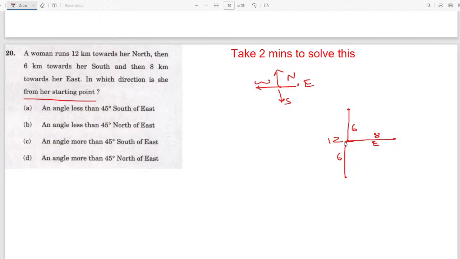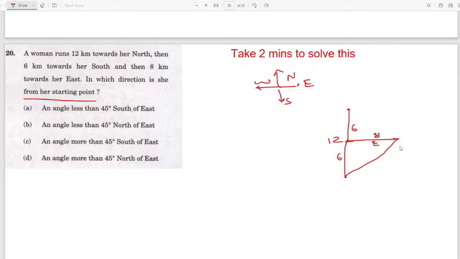So she came back, and from this point she took 8 kilometers. See, her east is everybody's east. You cannot say her east would be her left or right. So here, she has come here. In which direction is she from her starting point? This is her starting point, and they are asking which direction it is.